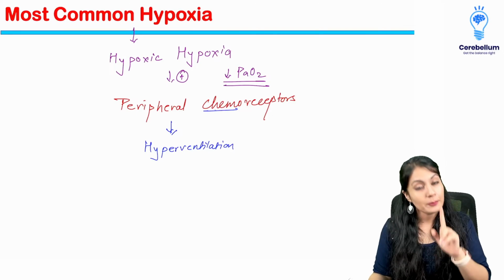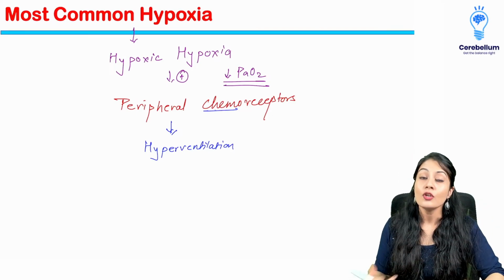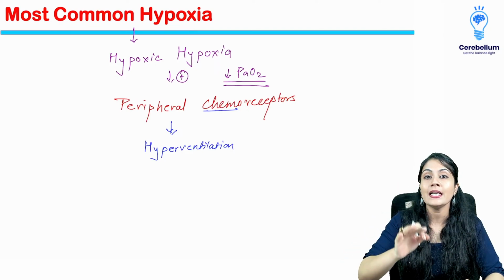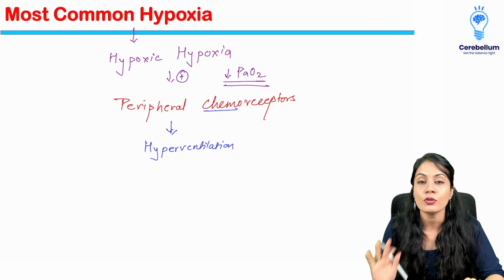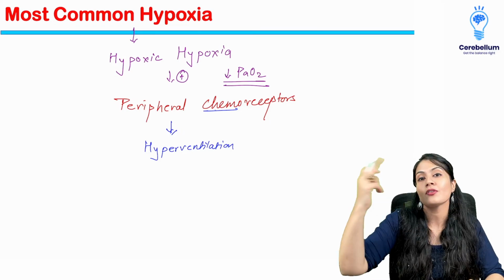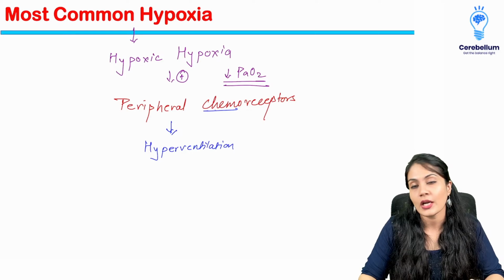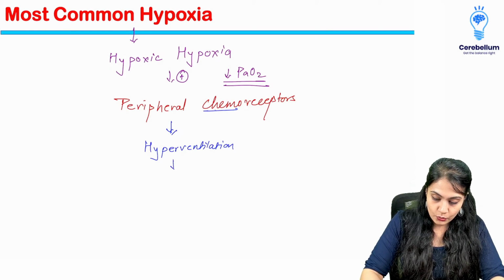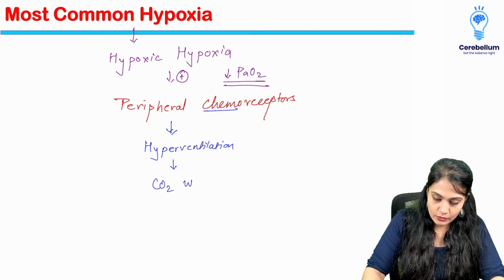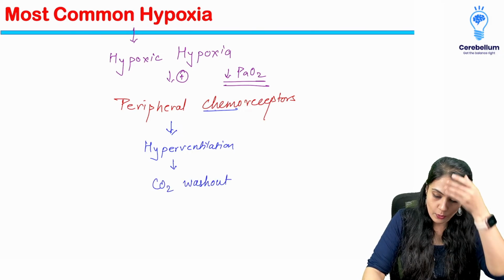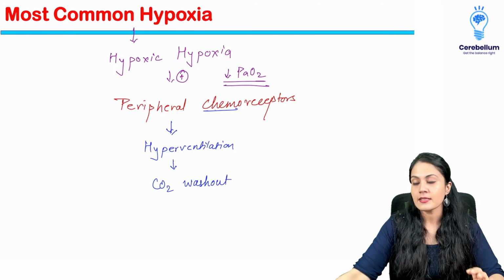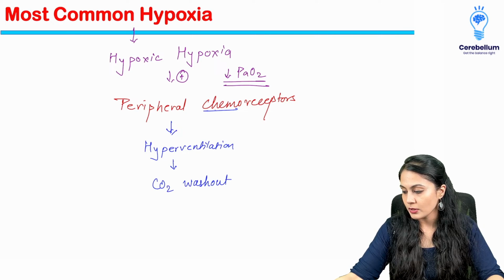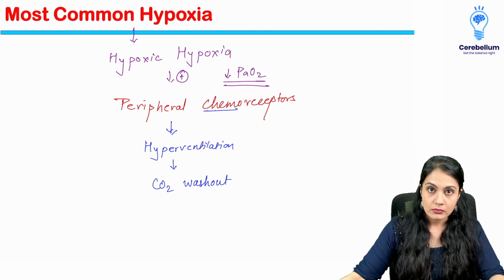But with that, the person is doing more expiration also, na? So what will happen to the carbon dioxide level? Carbon dioxide is 20 times more diffusible as compared to oxygen. So more carbon dioxide is going to leave the lung, and that will lead to carbon dioxide washout. Very, very important term. And carbon dioxide is the main stimulus for the respiration, right?